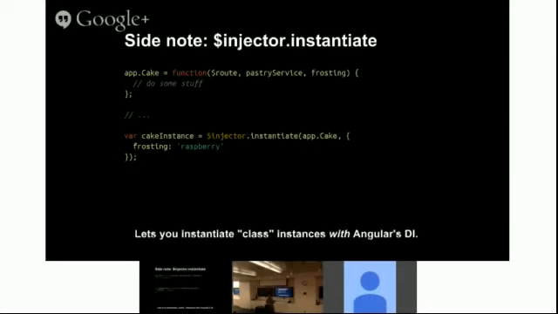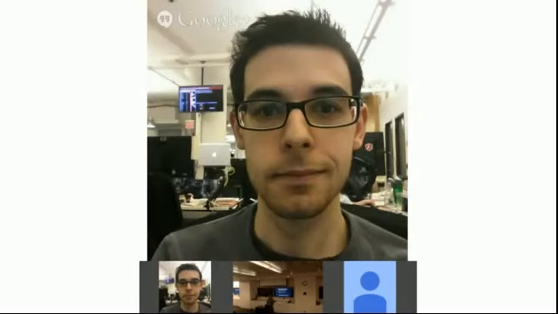So this is a side note on $injector.instantiate. The way this works is we have some class, in this case, app.cake, and it has some parameters for its constructor. It takes $route and pastry service and frosting. But if we were to just do my cake equals new cake, then that $route is not going to be able to be injected. That pastry service is not going to be injected. So we need to create the instance of the class in such a way that it receives this dependency injection.